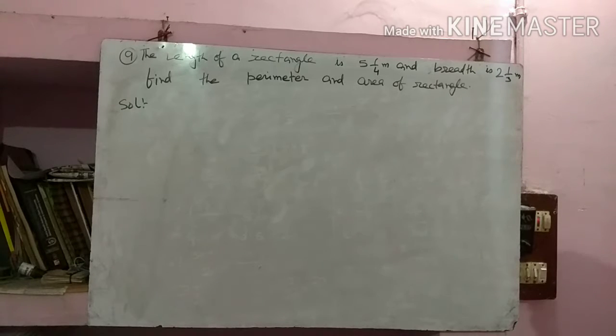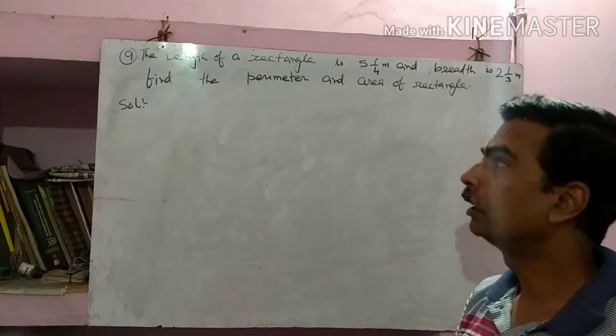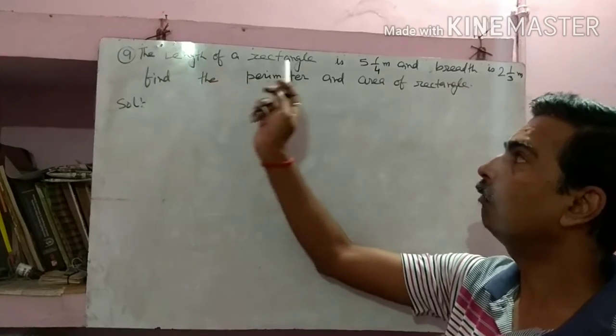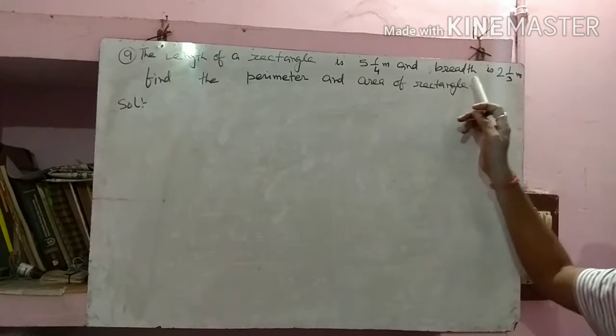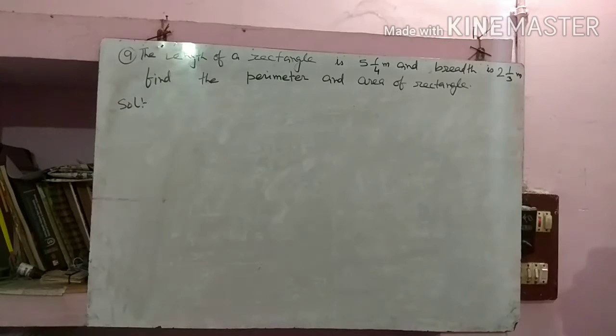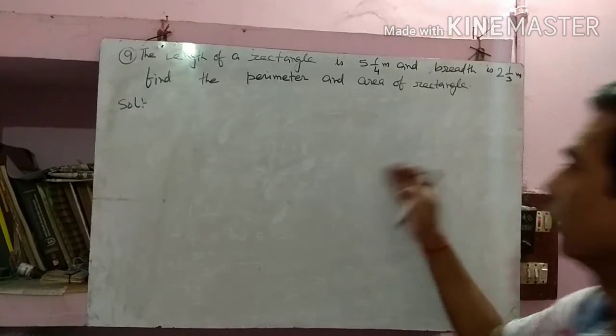Look here, question number 9. It's a word problem, so we have to write a statement also. As the question is given, the length of a rectangle is 5 by 4 meter and the base is 2 by 3 meter. Find the perimeter and area of the rectangle.